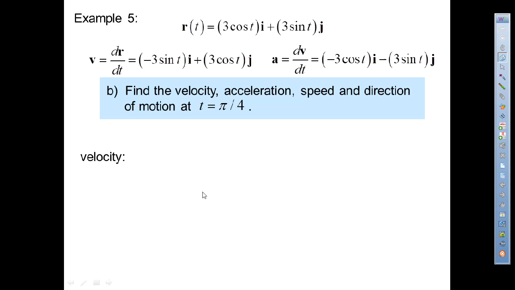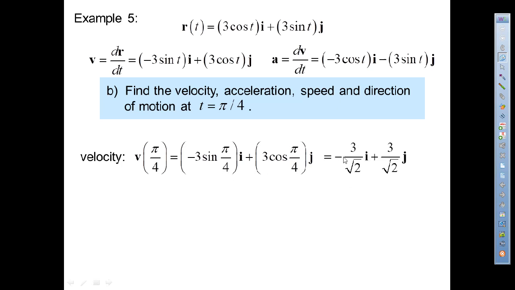And when we do that, the velocity is going to be negative 3 sine of pi over 4 i plus 3 cosine of pi over 4 j. Well, sine of pi over 4 is the square root of 2 over 2, and cosine of pi over 4 is the square root of 2 over 2. So you're going to have negative 3 square root of 2 over 2 i plus 3 square root of 2 over 2 j. Now notice this is not just a number. We're looking at what is the velocity at this moment in time, and it's got an x component and a y component. They just both happen to be the same values except one's negative.